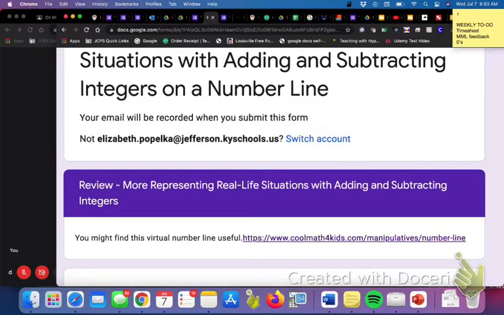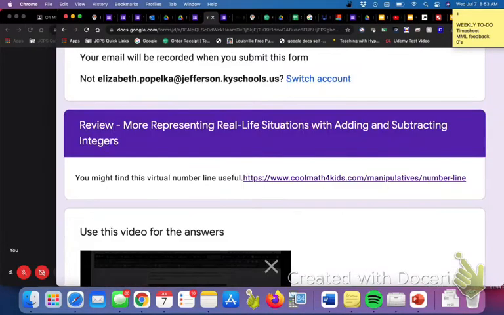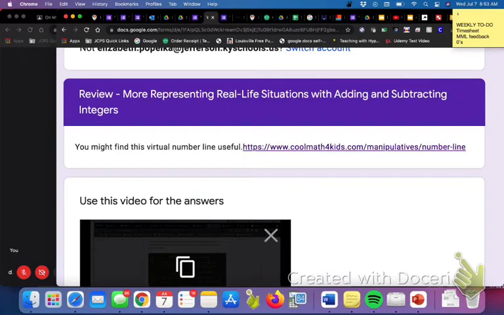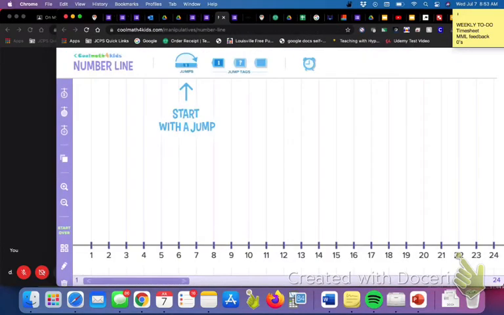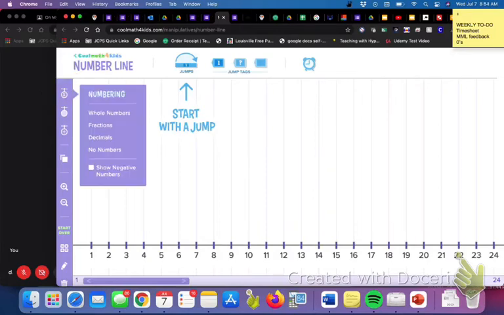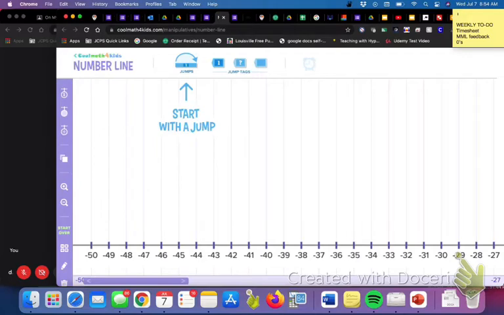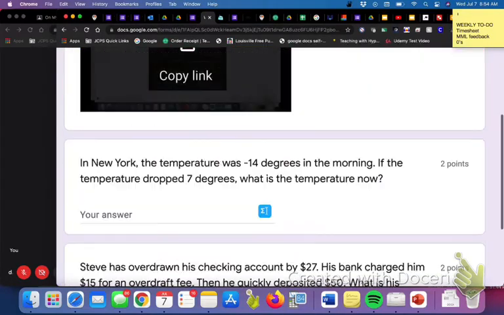Hi mathematicians! For this video, it's going to be helpful if you click on this link that takes you to a virtual number line. So I'm going to go ahead and click and open that up. And I'm going to click on this button, which takes you to the settings for the number line. And I'm going to place a check mark next to show negative numbers, because we are going to need negative numbers for these problems. And so let's take a look at the first problem.